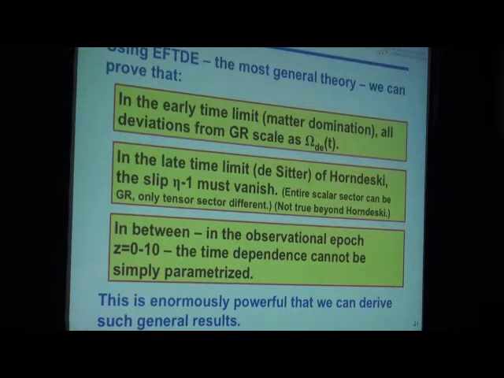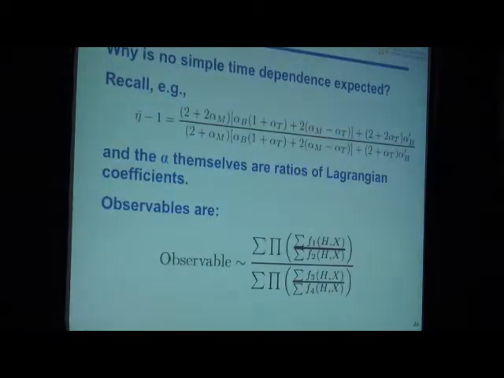So let's go back to this point of why we can't parameterize them simply. Here's, again, what I showed before, our observational gravitational slip function in terms of these property functions. These alphas themselves are ratios of coefficients that appear in the Lagrangian. So your observable function is, let's see if I can get this right, the ratio of the sum of the products of ratios of sums of functions. So even if this thing was a nice simple function of time, which depends on the expansion history and the kinetic energy basically, once you do all these ratios and products and so forth, you're not going to end up with a simple function of time.